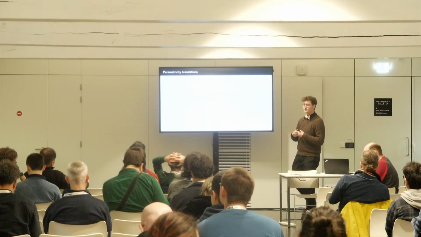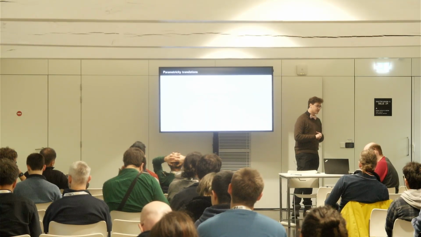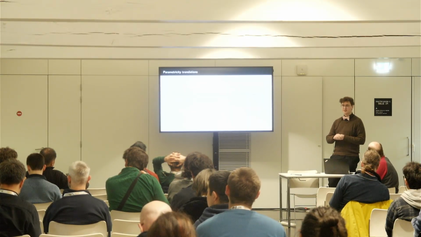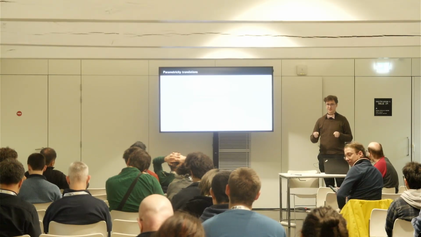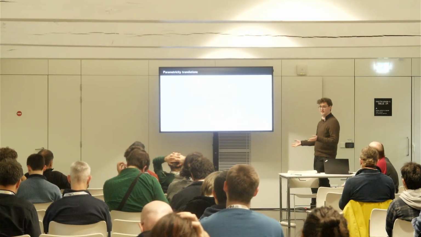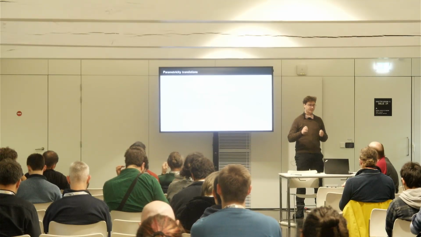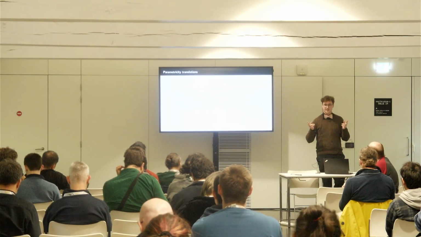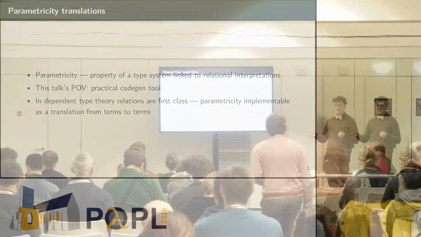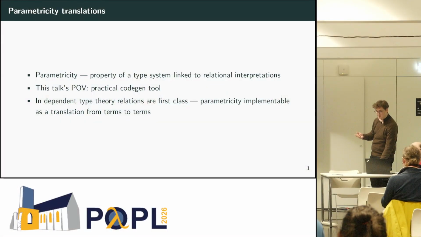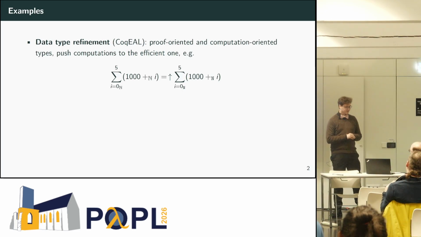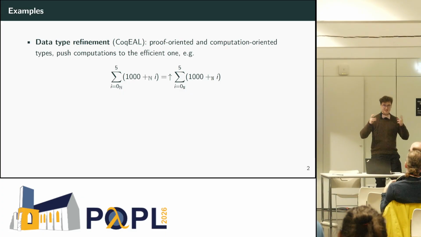In this talk, I want to assume this point of view where it's not just a theoretical tool for proving things about our type theory, but really a practical tool for code generation, generating theorems and definitions. And how can we do that? Well, in dependent type theory, we have this advantage where relations are kind of a first-class thing because they are really just functions into a universe. So we can implement it as a translation from terms to terms in the same theory. And I prepared a couple examples for what kind of things this code gen tool can do.